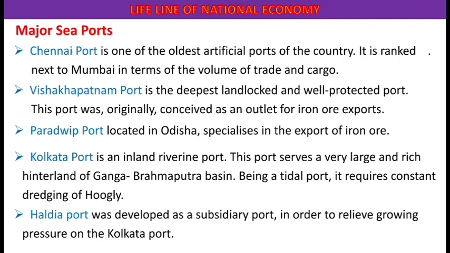Haldia Port. Haldia Port was developed as a subsidiary port in order to relieve growing pressure on the Kolkata port. It is located about 50 kilometers southwest of Kolkata. The port of Haldia lies near the mouth of the Hooghly River. So these are all about the 12 major ports of India. 6 are located on the eastern side and 6 on the western coast of India.